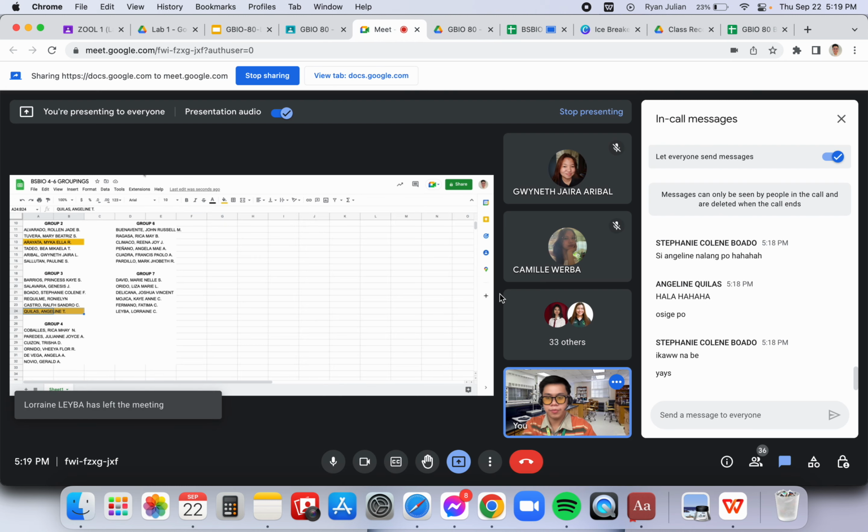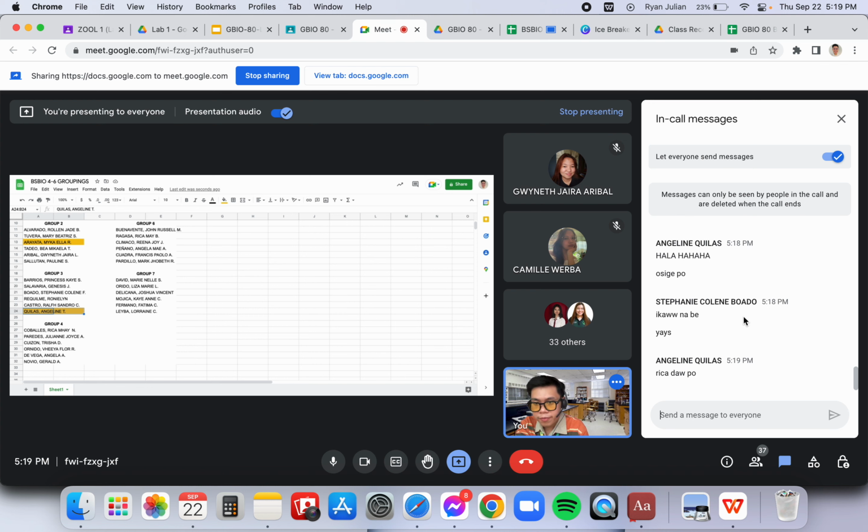Okay, group number 4: Rika Mae, Julian, Trisha, Via, Angela, and Gerald. Who would like? Group number 4, Rika, Miss Cobalias, any objection so far, or are you okay with it?